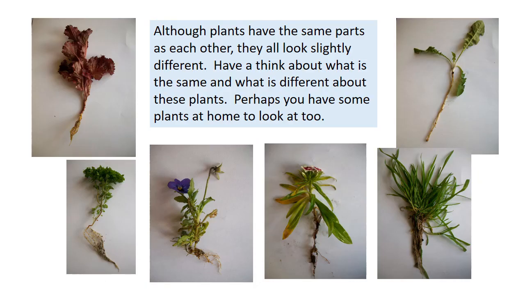So although all plants have these parts, they all look slightly different. So if you take a look at the pictures on this page, you can see all these plants have leaves, they all have stems, they all have roots, some of them have flowers, but they all do look very different. So I want you to have a little think about what's the same and what's different about these plants. Perhaps you have some plants at home that you could look at too. So you might want to just pause the video for a second and have a look at all these different plants.